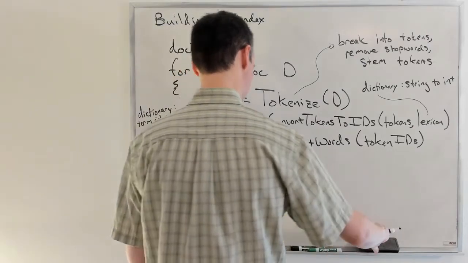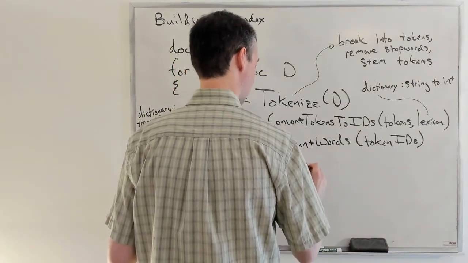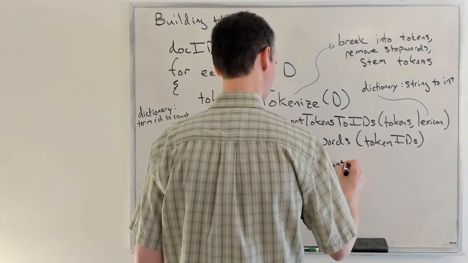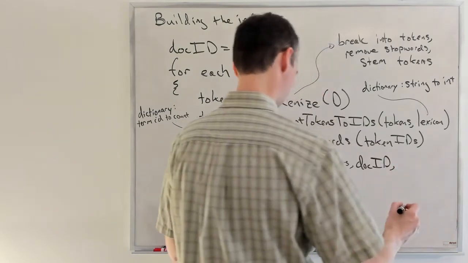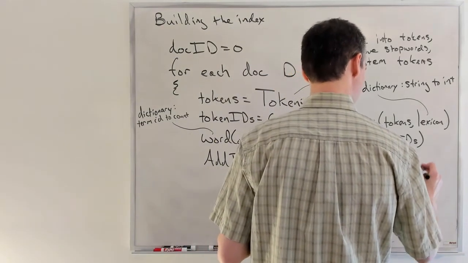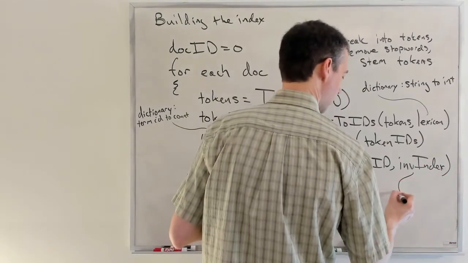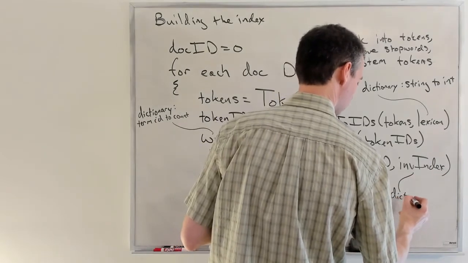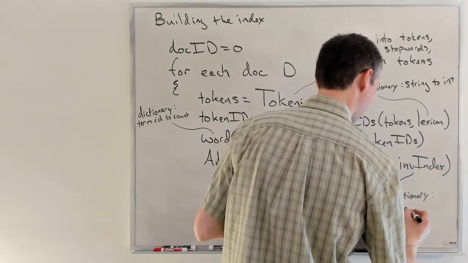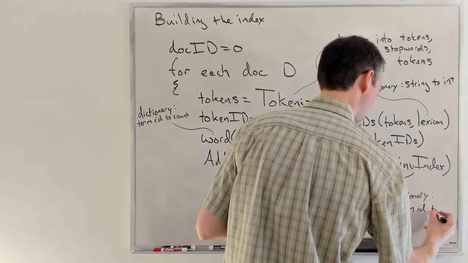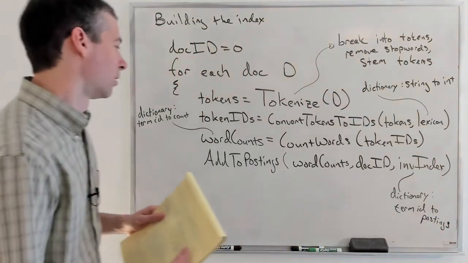And so we call add to postings. We pass in our word counts. We pass in our document ID. And we pass in our inverted index data structure. And again, this is some dictionary. And it does a mapping from term ID to postings. All right.